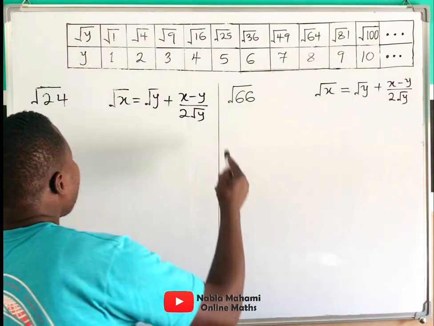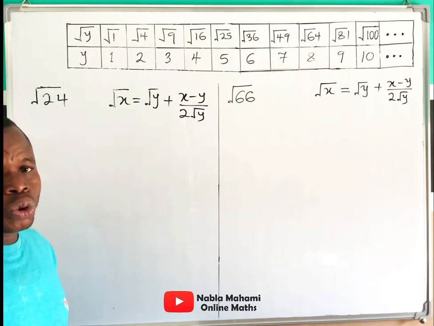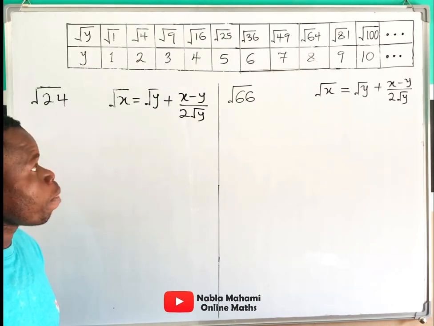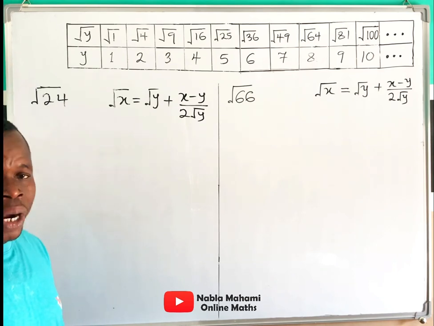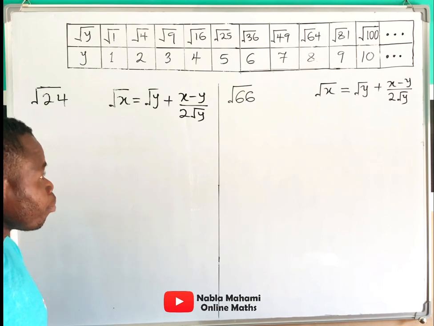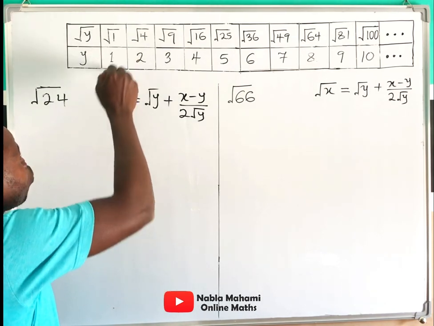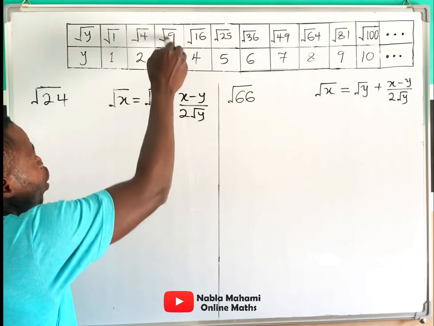On the board, I have a table, and this table contains square roots of perfect square numbers. And this table will help us or guide us to find the square root of non-perfect square numbers. So in the table, I have square root of 1, which is 1. Square root of 4 is 2. Square root of 9 is 3.